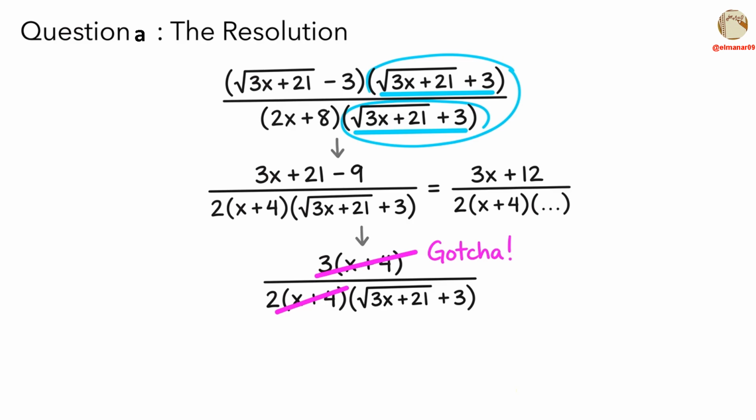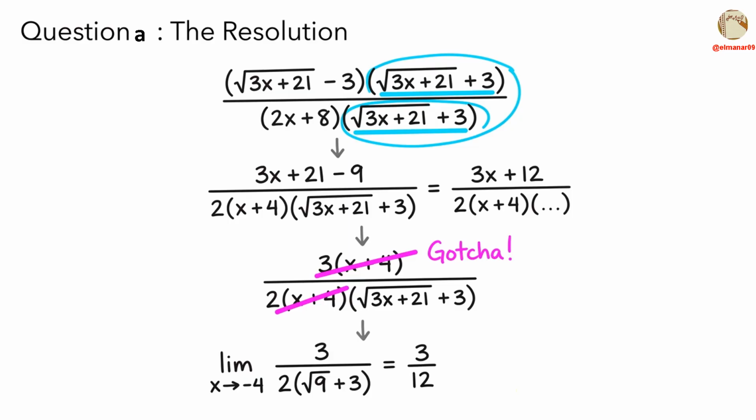Step 4. Gotcha! We found the culprit. We cancel out the x plus 4 from the top and bottom. This removes the division by 0. Step 5. Final substitution. Now that the troublemaker is gone, we can safely plug in x equals -4 again.